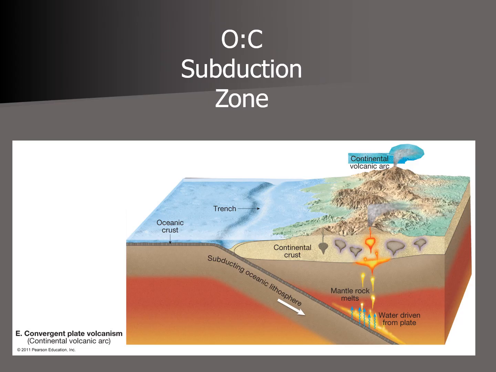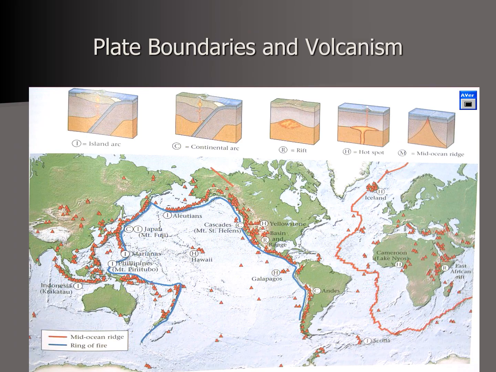And here is a drawing of the ocean-to-continent subduction zone. So a little bit of review here. Remember that this could represent the Pacific Northwest and the Cascades and Mount St. Helens and Mount Rainier. And then this is a slide here from one version of your textbook trying to tie together the different plate boundaries and the types of volcanoes present.